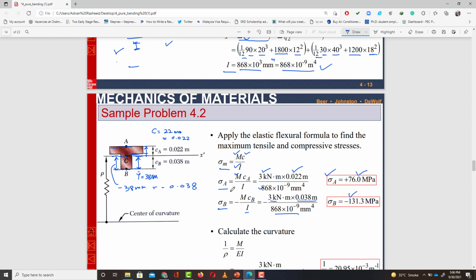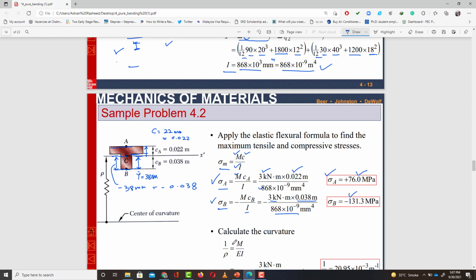Now this minus shows that the lower portion is under compressive stress, while the value of sigma A is positive. This means that the upper portion is in tensile stress. So we have solved the first portion, in which we were asked to find the maximum stresses in the upper and lower portion. Now the second portion is to calculate the radius of curvature.